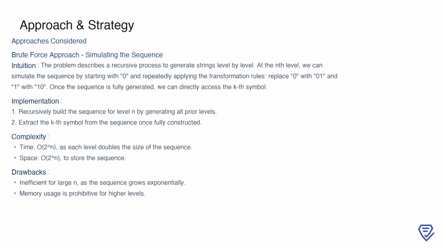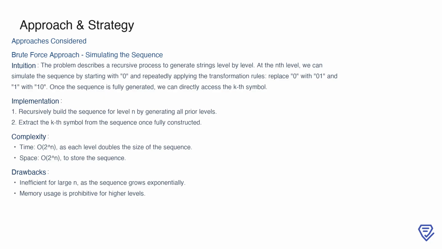To begin, one straightforward approach to solving this problem is by directly simulating how the sequence is generated. The idea here is to start with the initial string, which is 0, and then repeatedly apply the transformation rules to build each subsequent level. Specifically, every 0 in the sequence expands into 01, and every 1 becomes 10. After fully constructing the sequence up to the desired level, we can simply retrieve the K-th symbol.